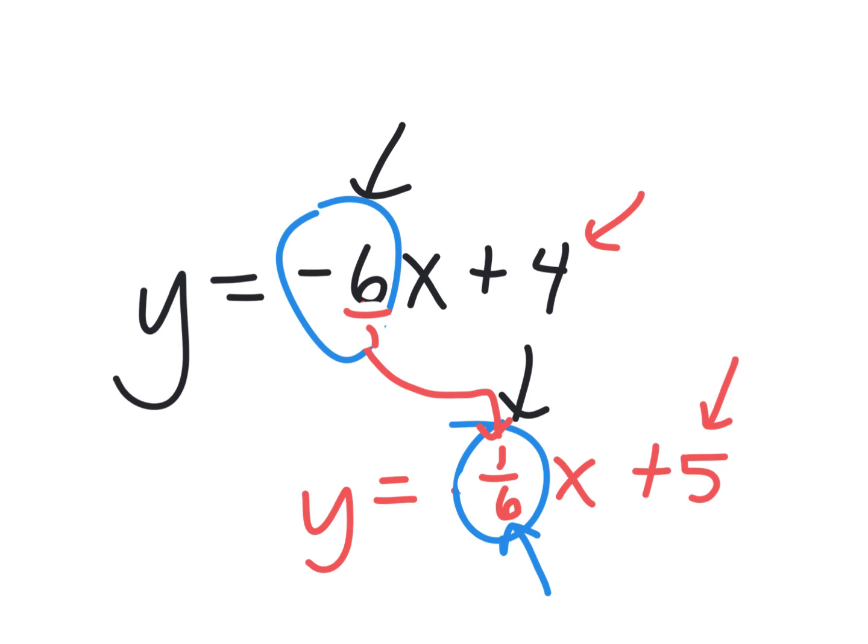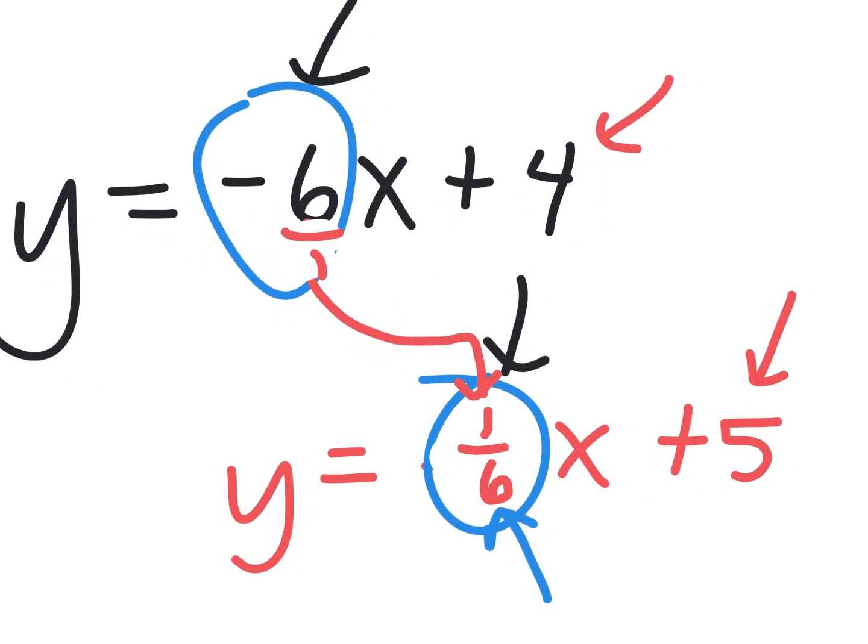So that, my friends, is two perpendicular lines because of their slopes. One of them's negative 6. The other is opposite and flipped. That's perpendicular lines. All right.